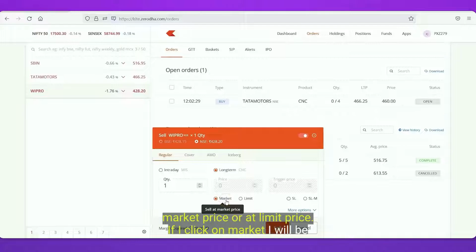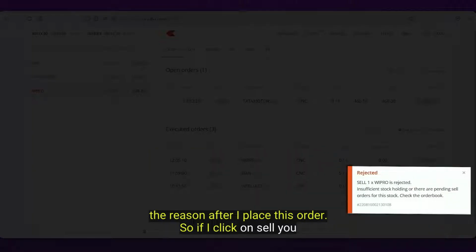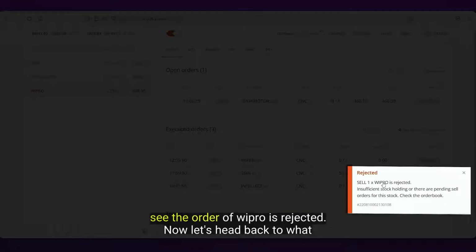If I click on market, I will be able to sell at the current price itself. Now, if I sell right now here, the order will be rejected. I'll tell you the reason after I place this order. So if I click on sell, you see the order of Wipro is rejected.